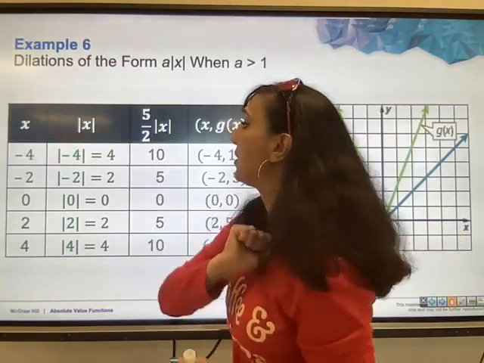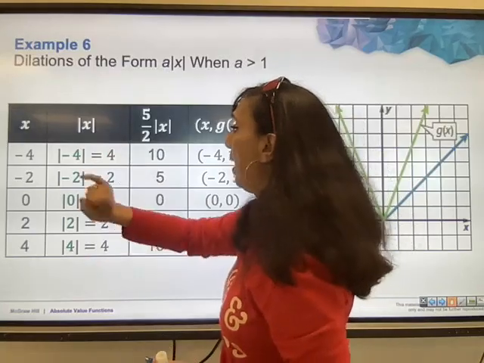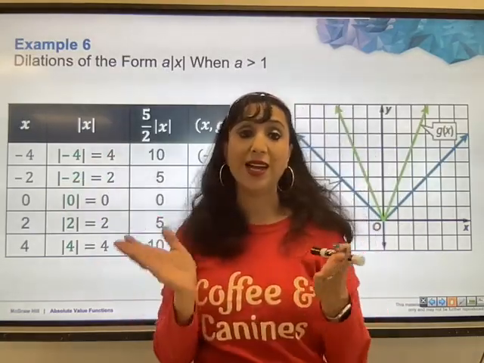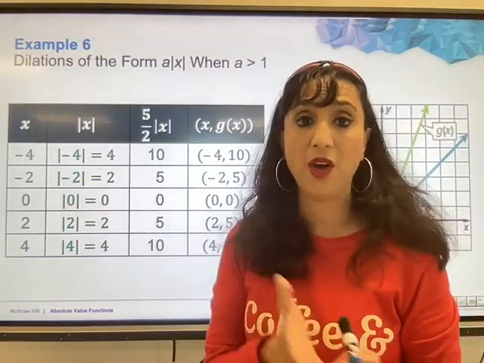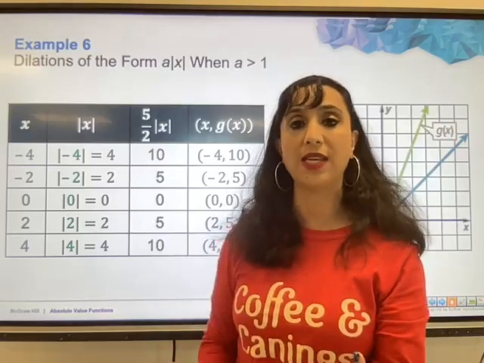I need to find out the absolute value of -4, and that's going to give me 4. Absolute value of -2 is 2, because that is the distance of a number from 0 on the number line. Absolute value of 0 is 0, and of 2 and 4 is 2 and 4, consecutively.